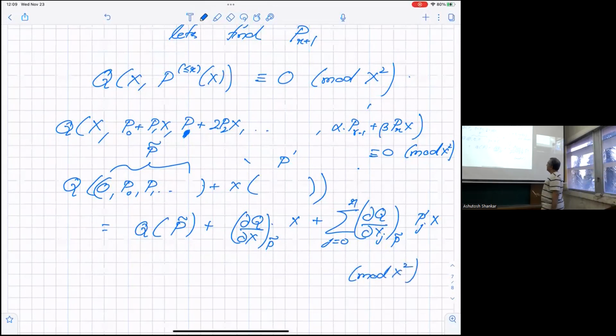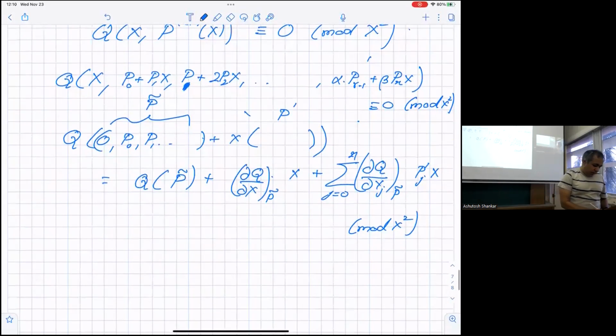Now notice in this expression only the term corresponding to j equals r has PR. All the rest have lower order terms, which I already know, because this is what would have happened if I had gone mod x. There is exactly one PR out here. So can I extract it? I can extract it provided the coefficient accompanying it is non-zero.